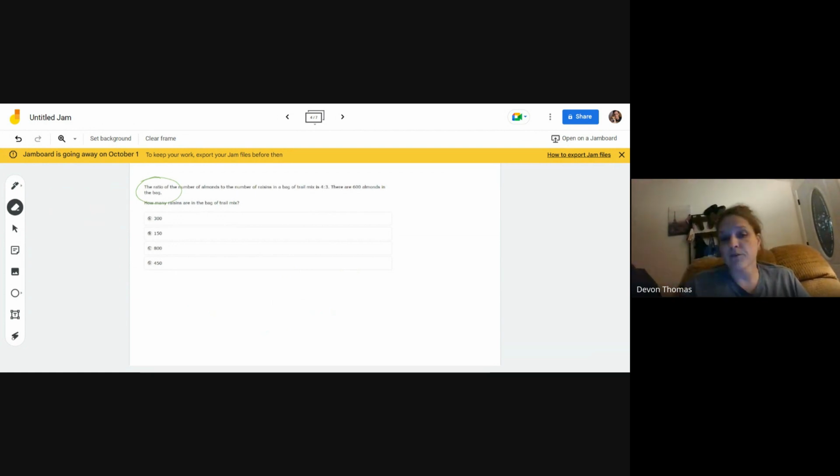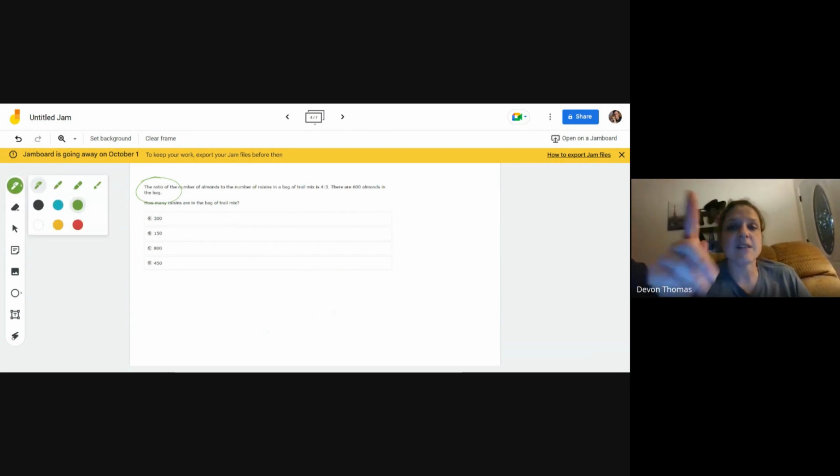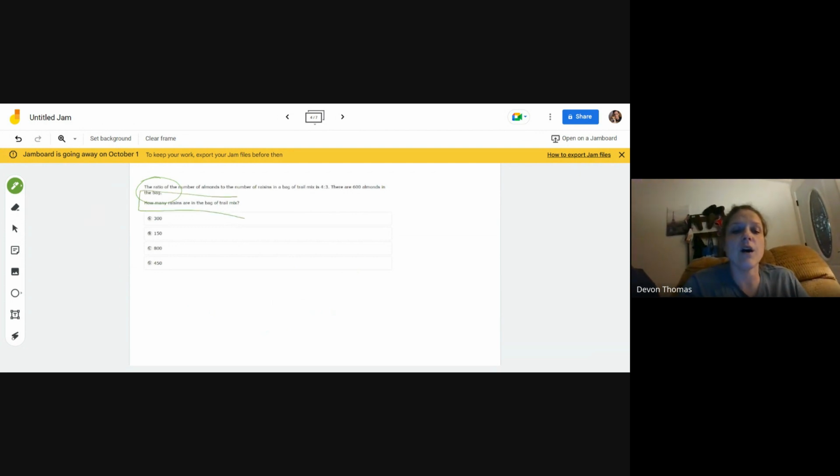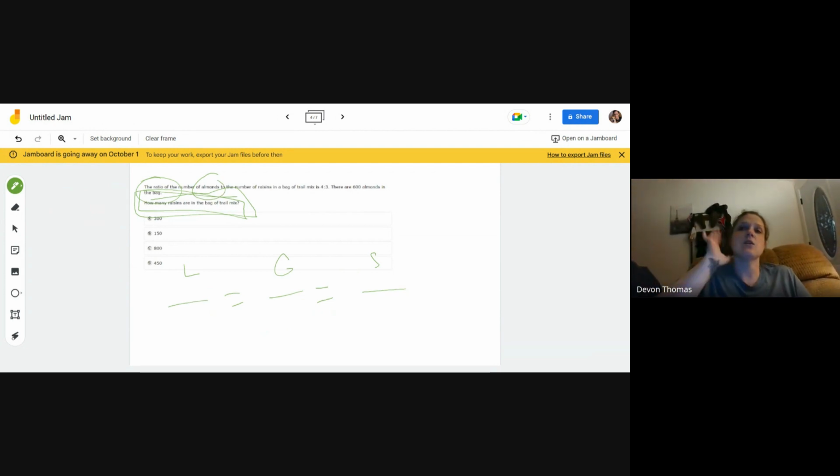Number of almonds to the number of raisins in a bag of trail mix is 4 to 3. Okay, now the trick on these is that you have to get the labels from the question part of the question. Okay, so we're going to set up our equals, equals, equals. This is a proportion. Label, given, solve. Our labels are, we have almonds, because remember with the ratios, we're looking for this to that. So girls to boys, almonds to raisins, M&Ms to Jolly Ranchers, right?